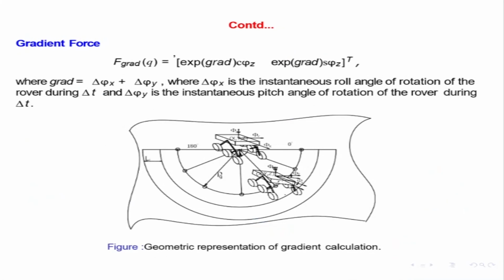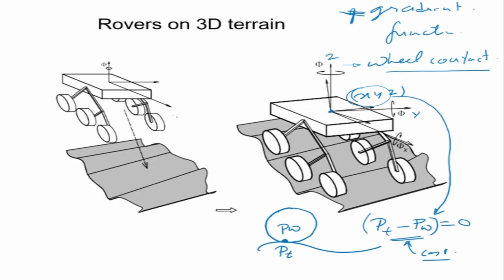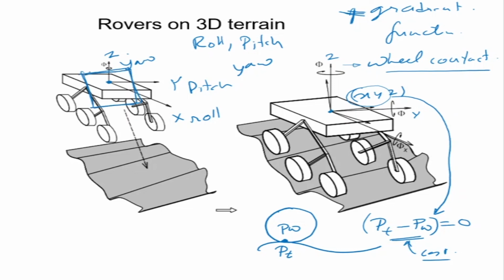Now, what about the gradient force? How we define the gradient force, let me go back to this figure. It's easier to explain here. I said that there is an x-axis, y-axis, and a z-axis. This is also called my roll pitch yaw axis. So this is my roll axis, this is my pitch axis, and this is my yaw axis. At a particular location, if the rover is pointing in some other direction, then I can compute the corresponding roll pitch yaw between the two configurations.